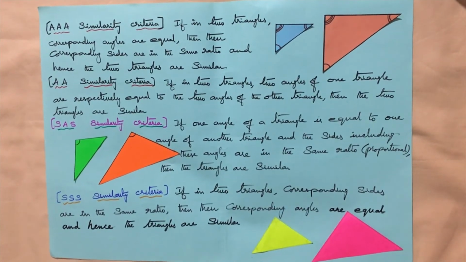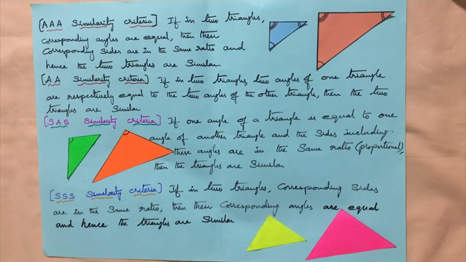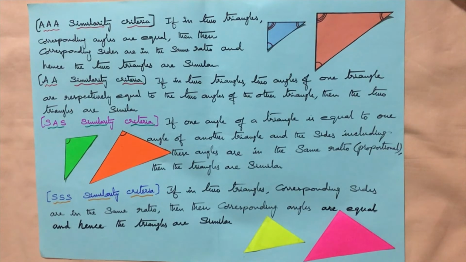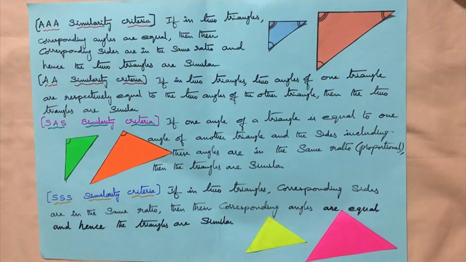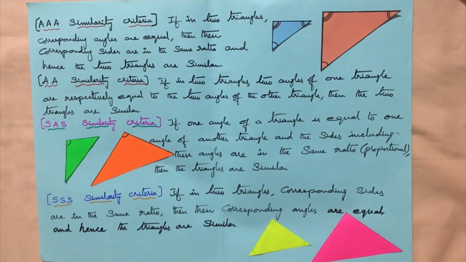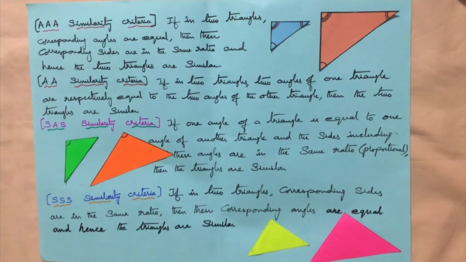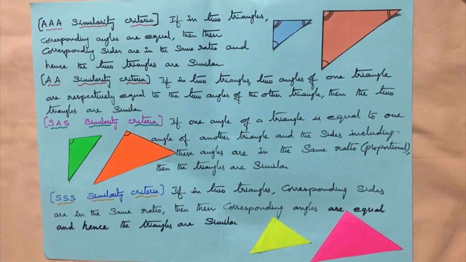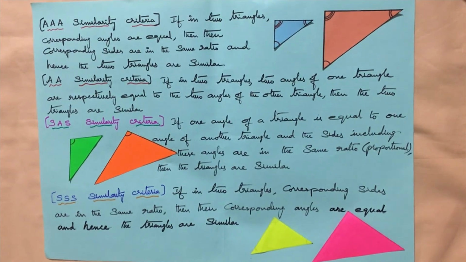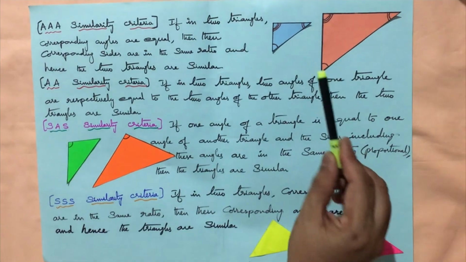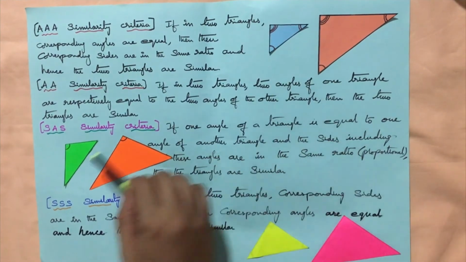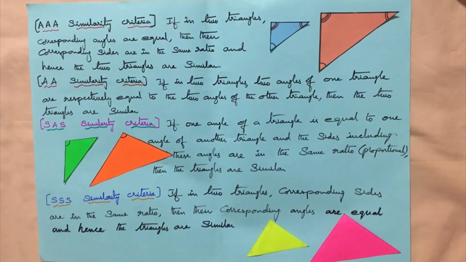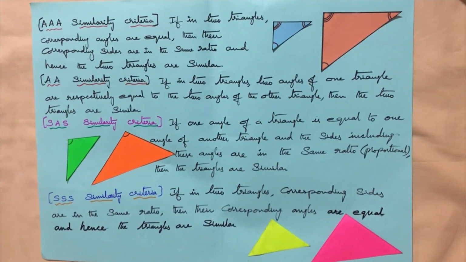In this module, we have learned about the similarity criteria of two triangles. They are the AAA similarity criterion, the SAS similarity criterion, and also the SSS similarity criterion. Let us recall once again the definitions of them. The AAA similarity criterion is: if in two triangles the corresponding angles are equal, then their corresponding sides are in the same ratio. Hence the two triangles are said to be similar. That is known as the AAA similarity criterion.